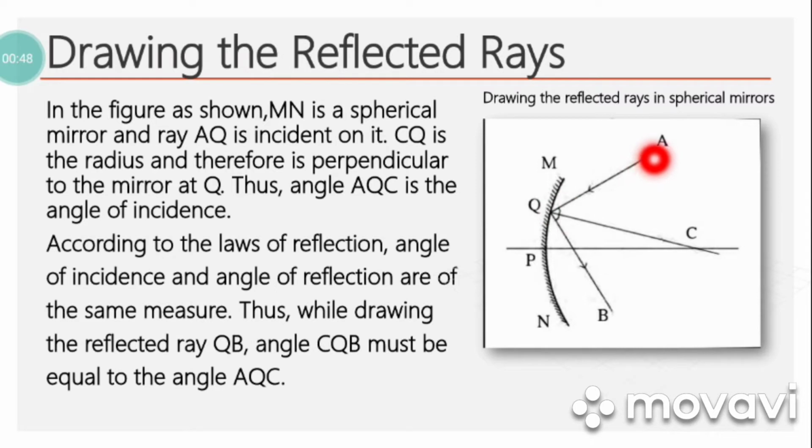Thus angle AQC is the angle of incidence. According to the laws of reflection, the angle of incidence, which is represented by small i, and the angle of reflection, which is represented by small r, are of the same measure. Thus, while drawing the reflected ray QB, angle CQB must be equal to the angle AQC.